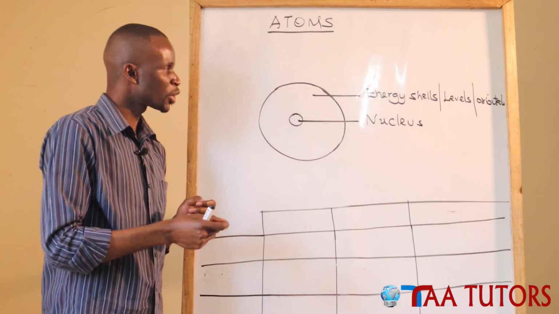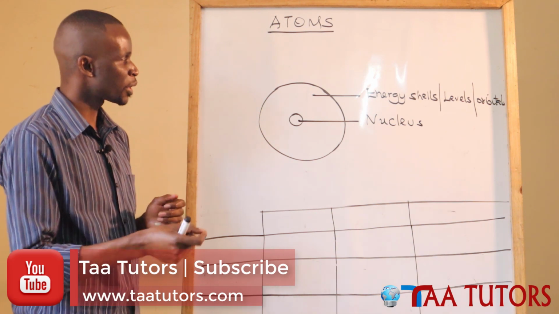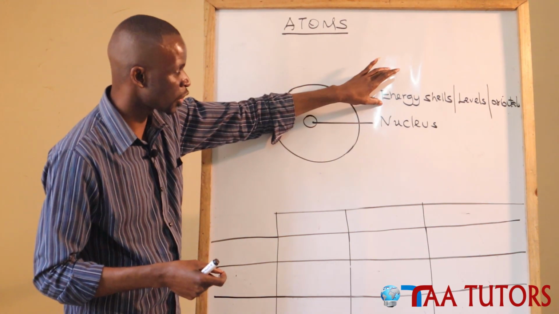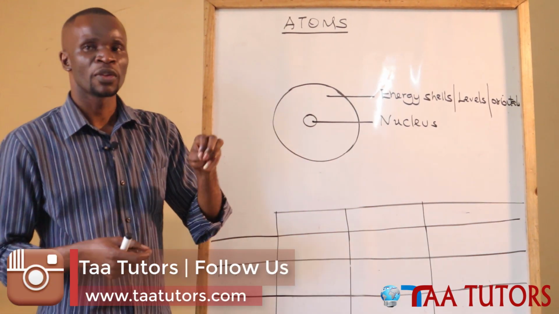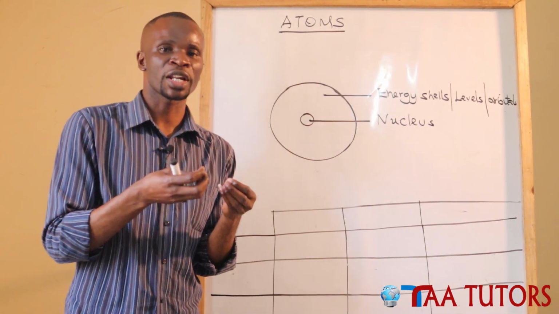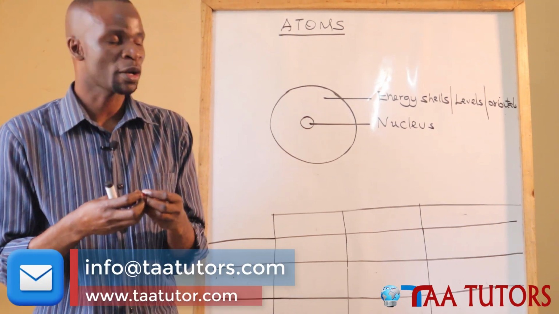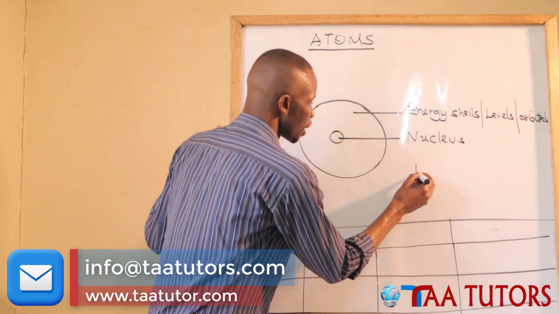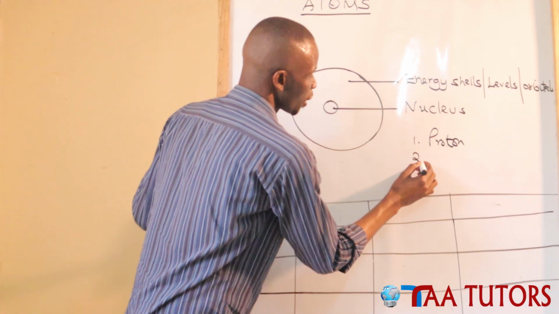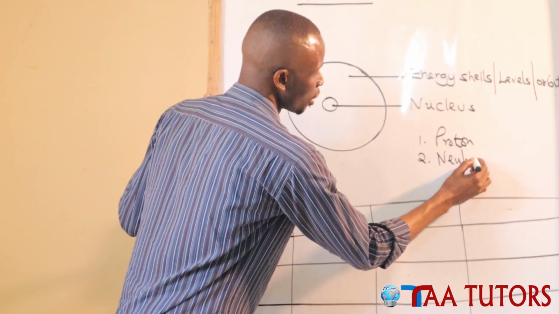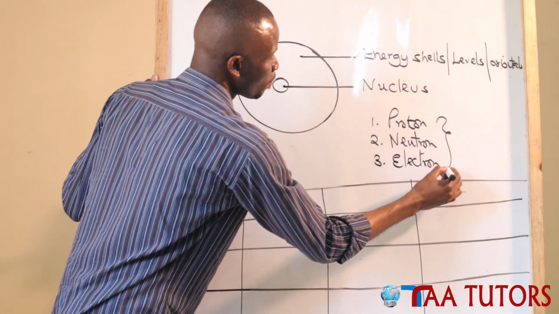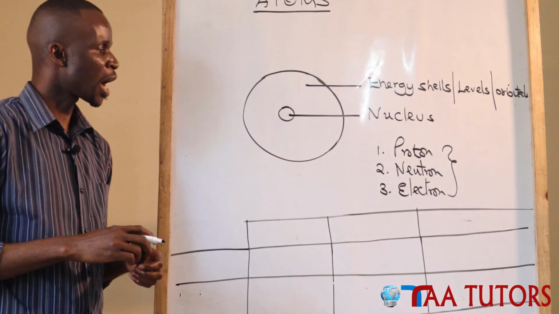Now, I've defined an atom as the smallest part of an element that can take part in a chemical reaction. We have seen the two parts of an atom, that is the nucleus and the energy shells. I want now to look at what we call the subatomic particles. These are the smallest particles found inside an atom. There are three subatomic particles. One is called proton. The second one is called neutron, and the third one is called electron. These are the three particles found inside this atom.